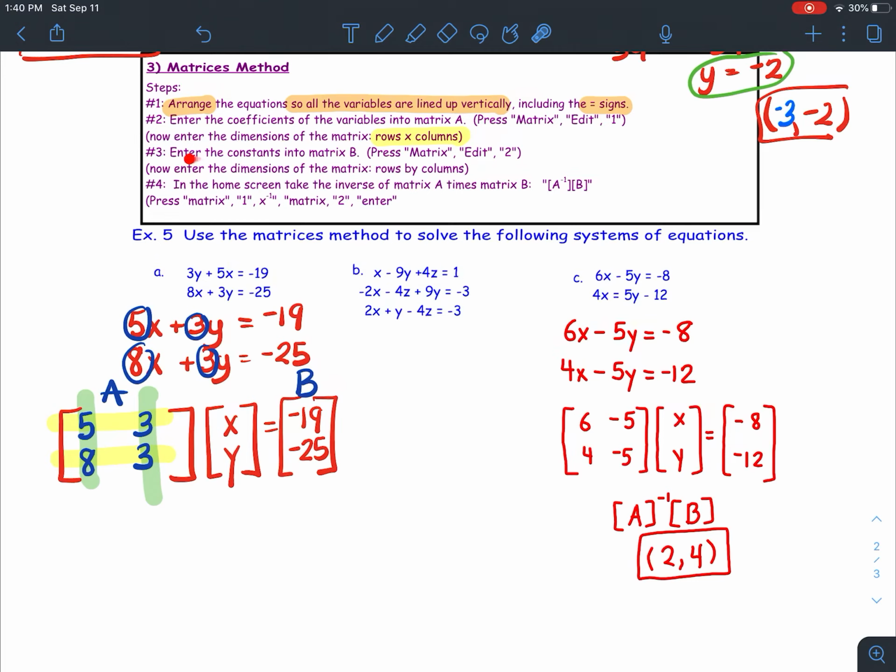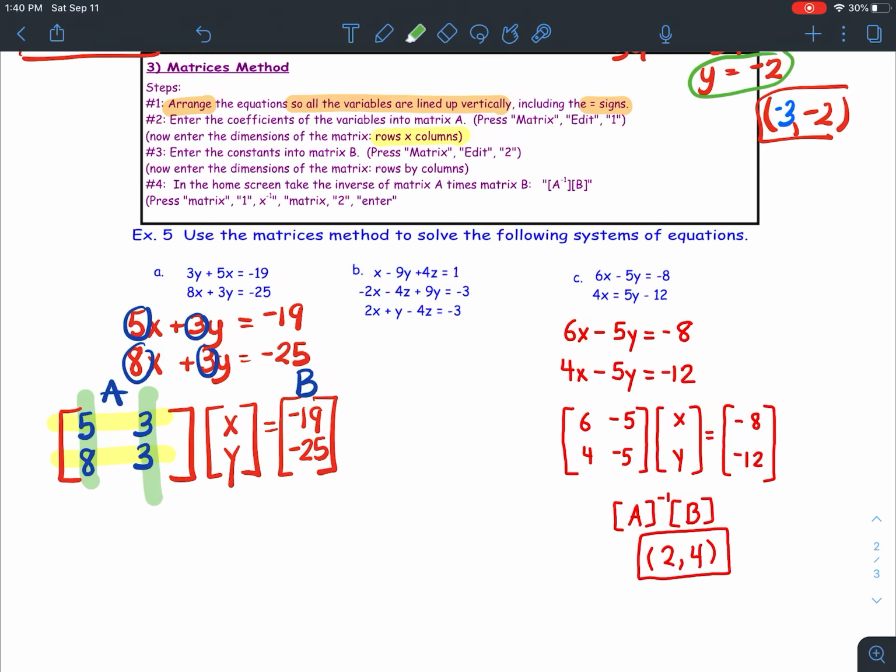Okay, we're on step number 3 up top. We're going to enter the constants into matrix B. So again, press the second button, hit that x to the -1 button that says matrix underneath it. Go all the way over to edit, only this time select option 2 for matrix B.